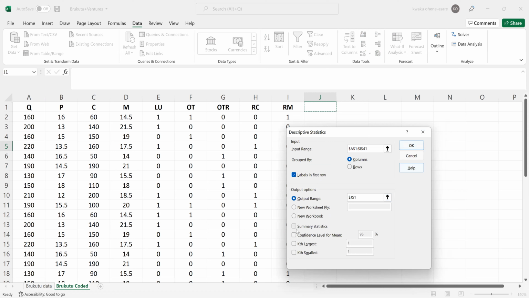Once you are done, come down and take summary statistics. You see it in the pop-up. Summary statistics. You are done. You are about to click OK, and your entire descriptive statistics must show.